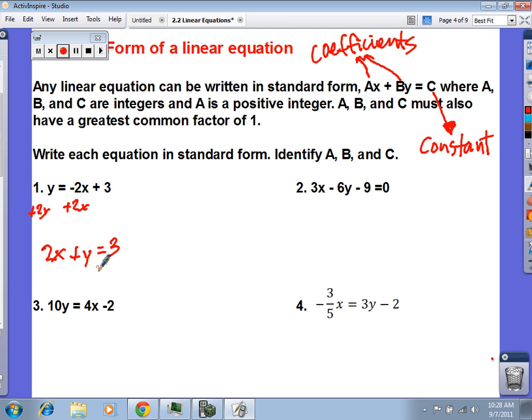Okay, it looks good. Now here's the criteria for standard form. Circle this. A has to be positive. And this one. A, B, and C have to be integers. That means no decimals, no fractions. A's got to be positive. And the very last thing, A, B, and C have got to have a greatest common factor of 1. So there's 3 criteria. So look at this number 1 right now. Can you figure out what is A, what is B, and what is C? Which one of those is A?